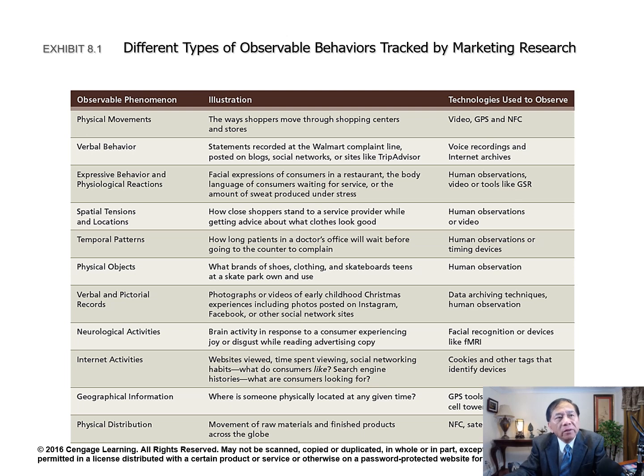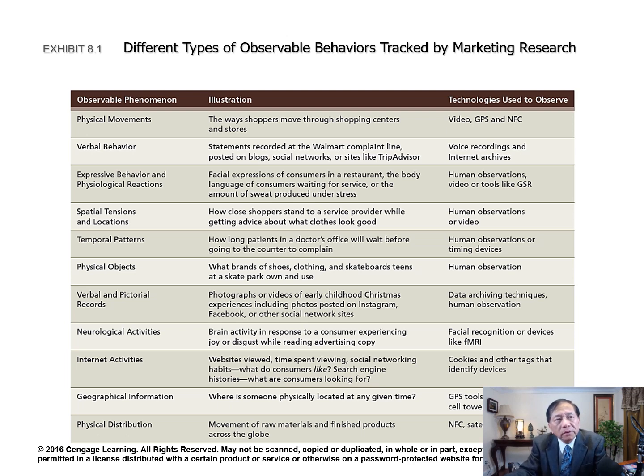Expressive behavior and physiological reactions, such as facial expressions. We can use human observations, videos, or tools like GSR to record it. Spatial relations, how close shoppers stand to a service provider, using human observation or video. Temporal patterns, how long patients in a doctor's office will wait before going to the counter to complain. Human observation or timing devices.